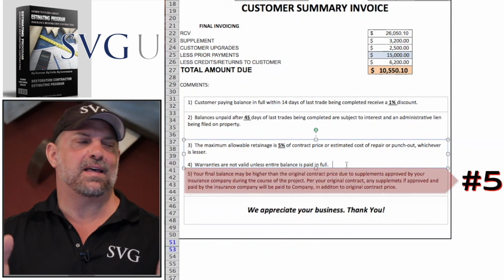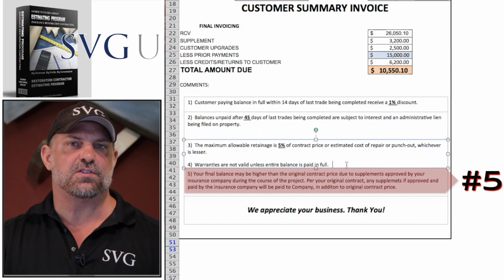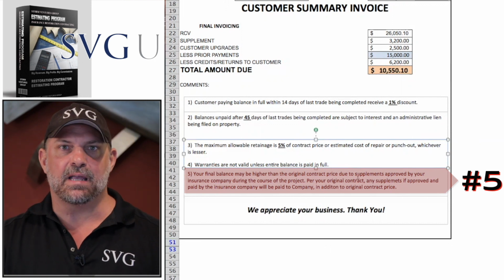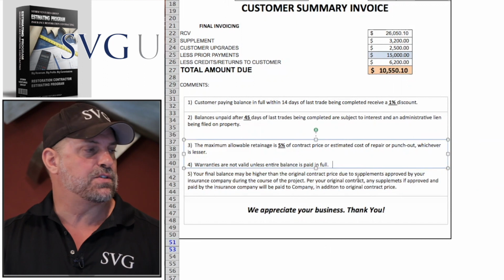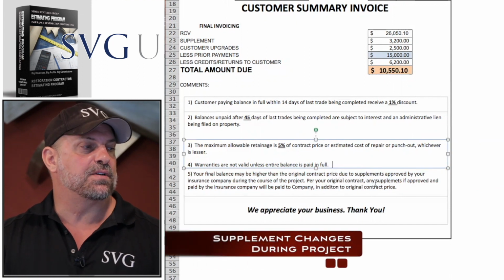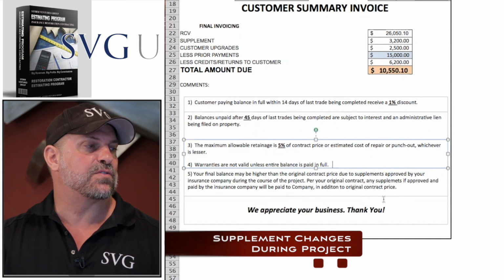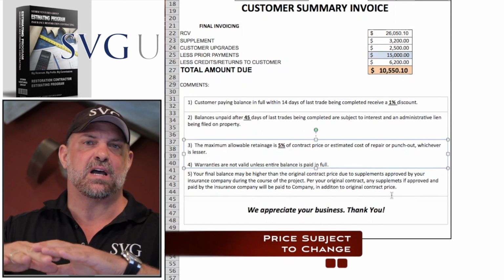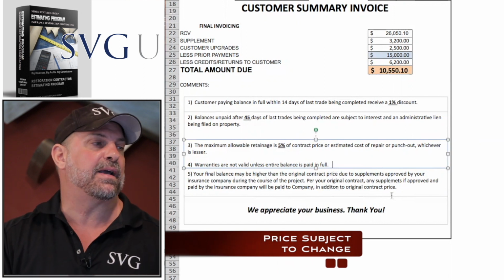Number five, because a lot of times you get supplements during the job, things change, there's cost increases. There might have been a rotten decking where you had a change order signed. Hopefully you're signing those change orders. Your final balance may be higher than the original contract price due to supplements approved by your insurance carrier during the course of the project. Per your original contract, any supplements, if approved and paid by the carrier, will be paid to contractor. So sometimes people are a little surprised if you get a supplement on a job or they forgot they had a change order for bad decking.